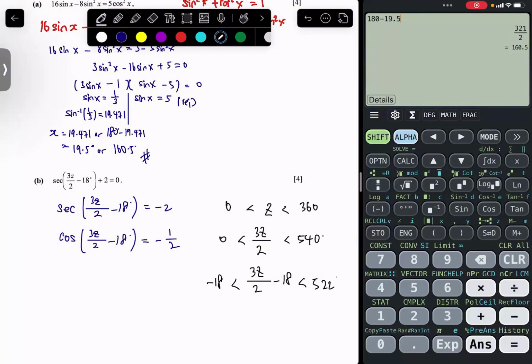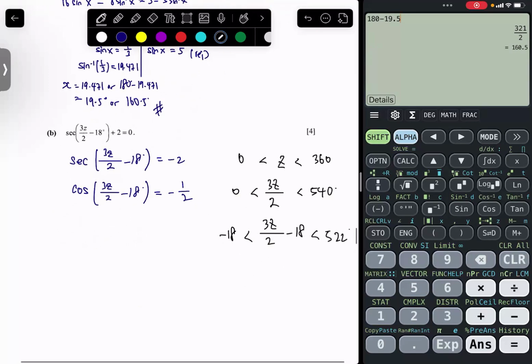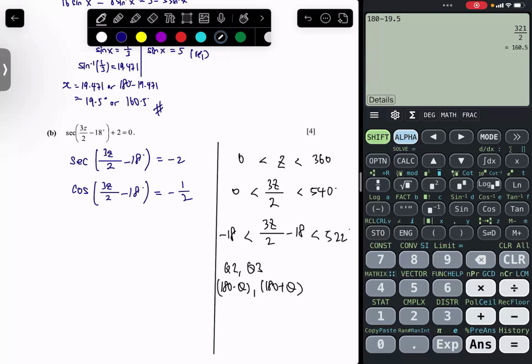Okay, so this is the range that we are going to solve for z. All right, now, cosine is negative. Since cosine is negative, that means it's Q2 or Q3, which has the property of 180 minus theta and 180 plus theta. Okay, so once we know this, we can take the inverse.